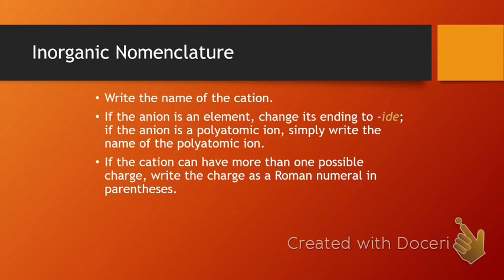So let's do the inorganic nomenclature, where right now we're talking about ionic compounds. You always write the cation's name first, and then you write the anion's name. Okay? If the anion is an element, you change the ending to IDE. If it's a polyatomic anion, you just simply write the name of the polyatomic anion. For example, sulfate. If the cation can have more than one possible charge, like the transition metals, many of them, say for example copper, you have to put the charge in Roman numerals in parentheses. So let's do a couple of examples.